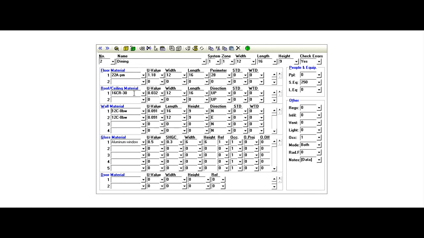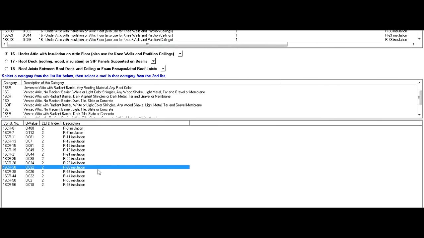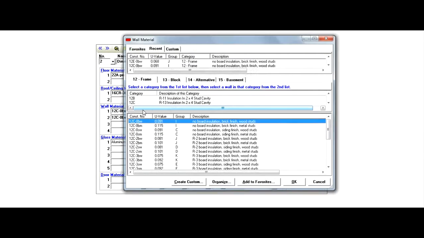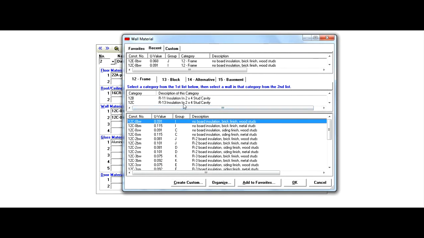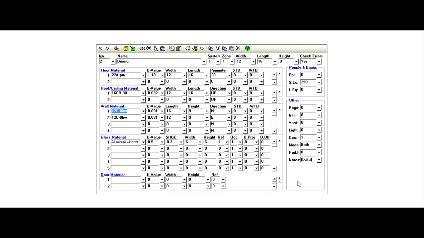Now in the attic, the 2009 code required R30 of insulation on the attic floor for this region. So here I've got R30 of insulation on the attic floor. On the wall, 2009 code, we could use 2x4 with R13 of insulation between the stud cavity. No board insulation, brick finish with stud. And then on the windows, the 2009 code allowed us to use aluminum windows again. It doesn't have to be, but remember we're looking at the minimum requirement for the 2009 code.